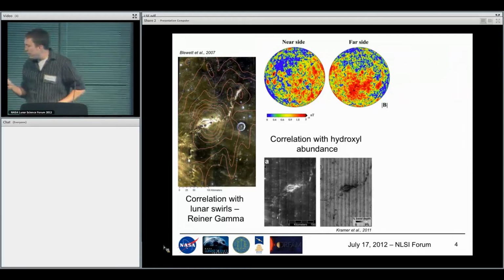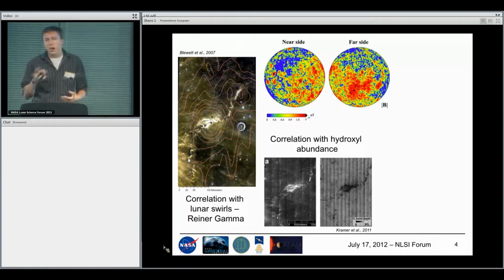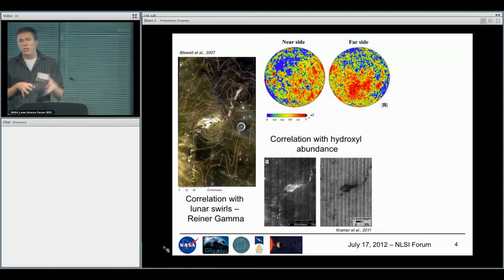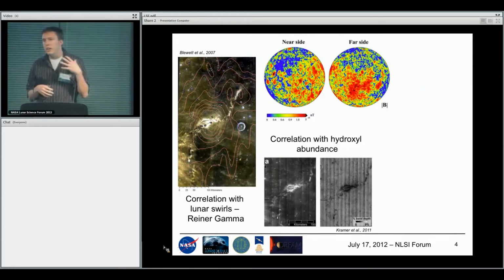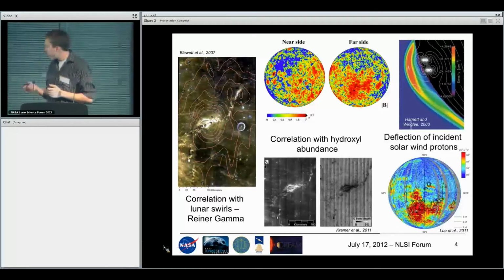We also see recent work by George Kramer. We see that the surface is actually also correlated between the albedo and the hydroxyl abundance in the surface, directly overlaid on the same pattern. So whatever mechanism is creating the change in the albedo of the surface must also be causing this deficiency in the band depth of hydroxyl on the surface.